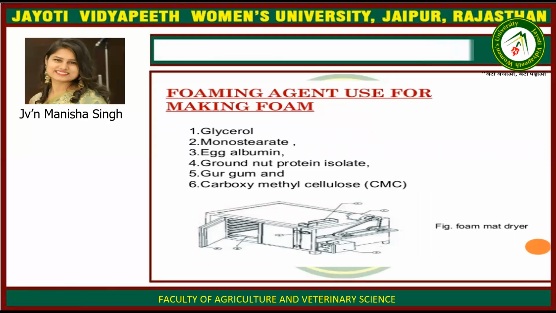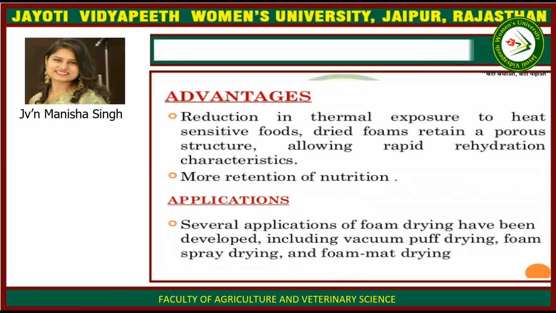Then the foaming agents used for making foam are glycerol monostearate, egg albumin, groundnut protein isolate, guar gum, and carboxymethyl cellulose. Then what are the advantages? Reduction in thermal exposure to heat-sensitive foods, dried forms retain a porous structure allowing rapid rehydration characteristics, and more retention of nutrition. Then applications: several applications of foam drying have been developed including vacuum puff drying, foam spray drying and foam mat drying.